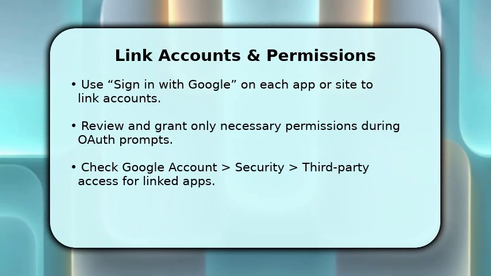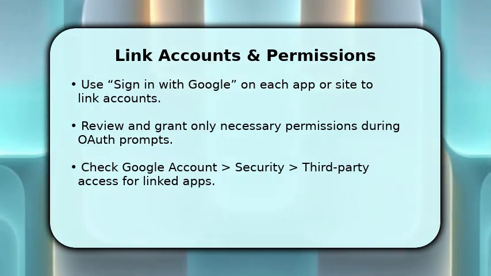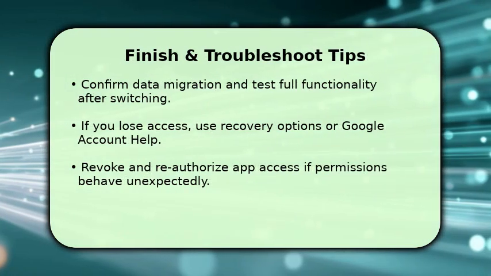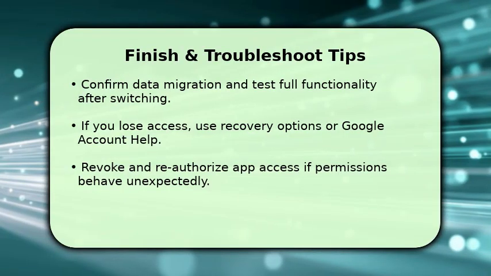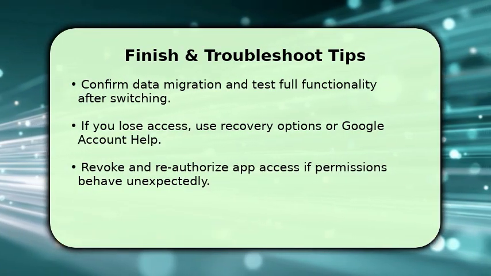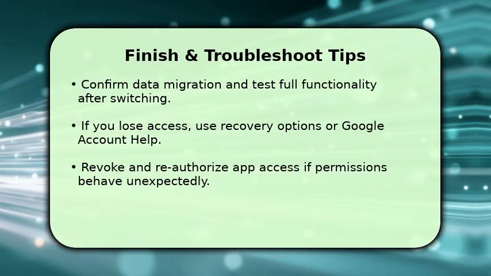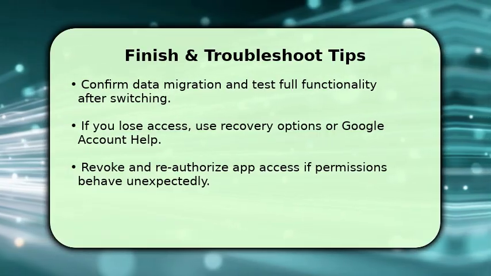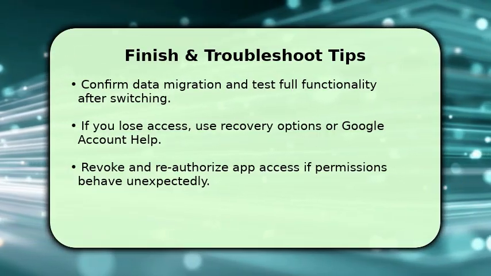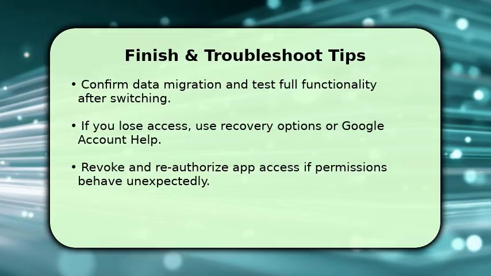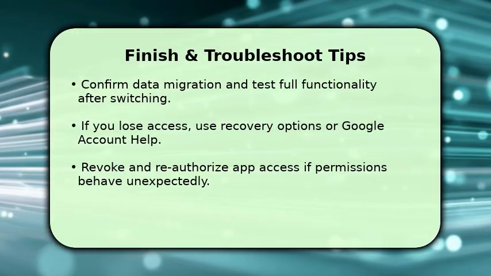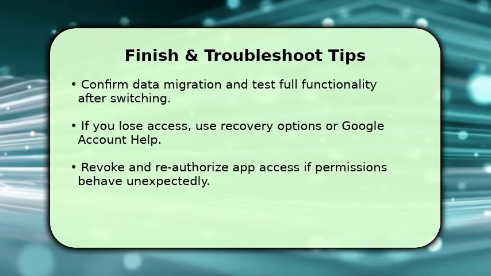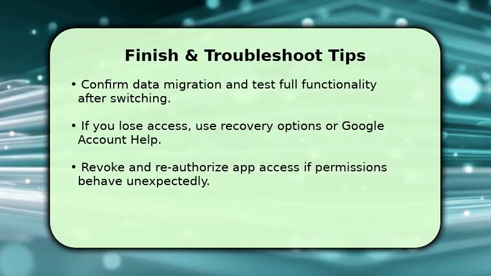To finish, verify that each app recognizes your Google account and that your data transferred correctly. Test key actions like saving and profile sync. If something fails, first use Google's recovery options, recovery email, phone codes, or account recovery form to regain entry. Once back in, revoke and reauthorize the app in Google account settings if permissions are wrong. That forces a fresh OAuth handshake.